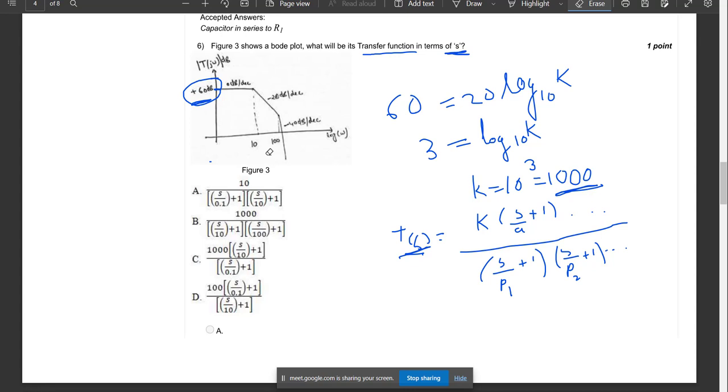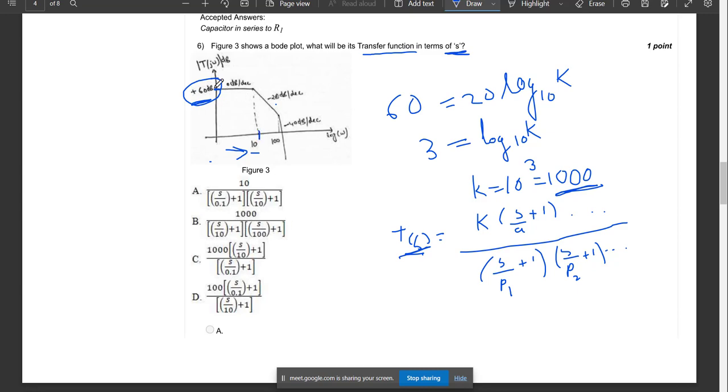Okay, so let's solve this one. Here at 10, first 10 is coming. We will go in this direction, and first we see it is going below. The slope is changing negatively, from 0 dB to -20 dB. So a pole is there. Pole is where? At 10, right? So S plus 10 by 1.